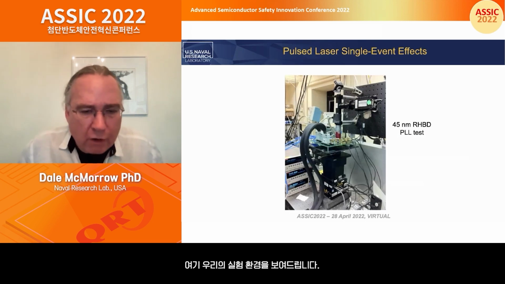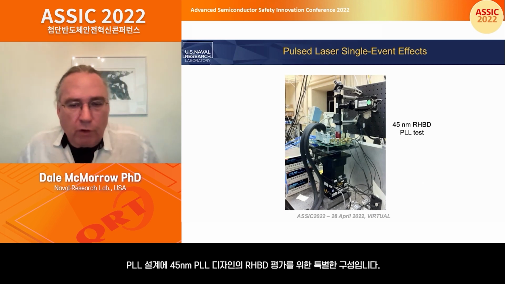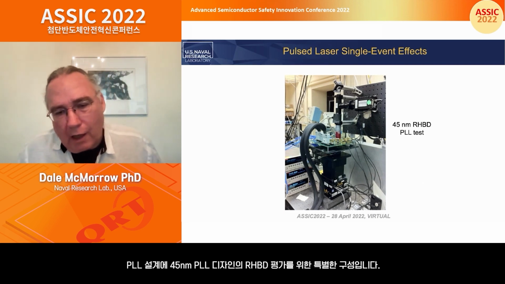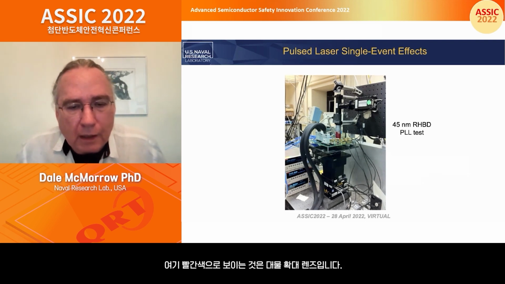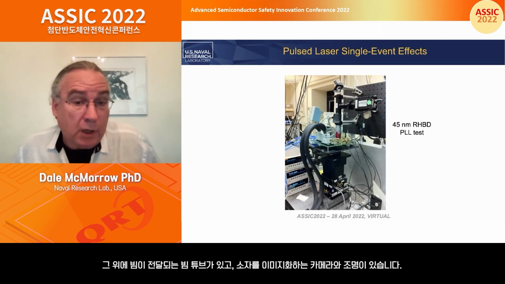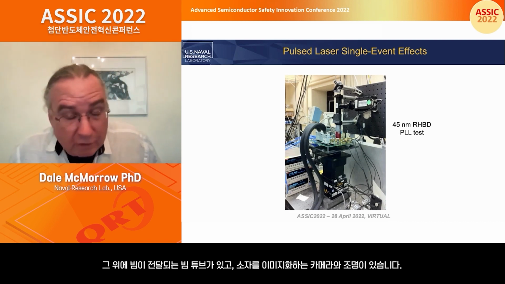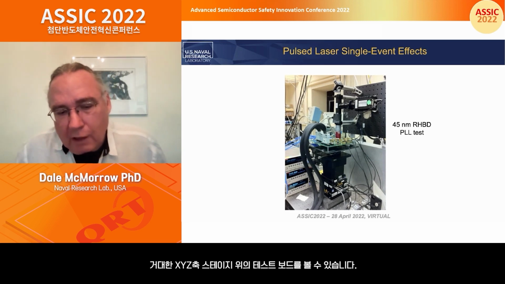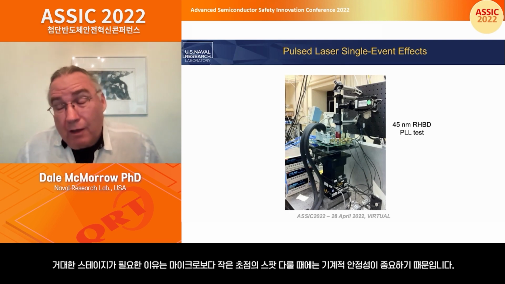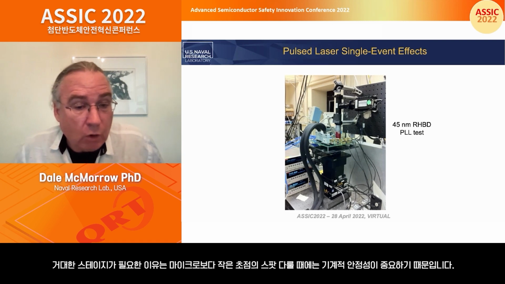Okay, this is what our experimental setup looks like for one particular setup. This was a 45 nanometer RHBD test on a PLL design. And what you see is the microscope objective there in red. Above that is a beam tube where the beam propagates, and we pick it off to image the device as well as illuminate the device so we can see it. You can see the board on a massive XYZ stage. The reason for the massive stage is because mechanical stability is a big deal when you're focusing spots down below a micron.